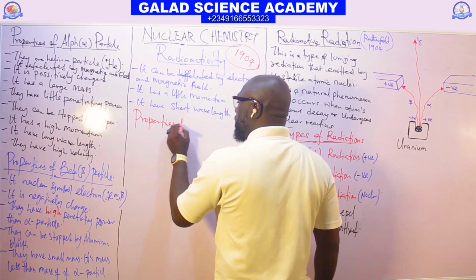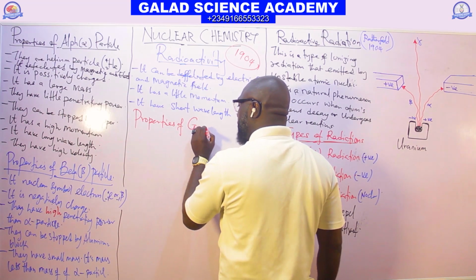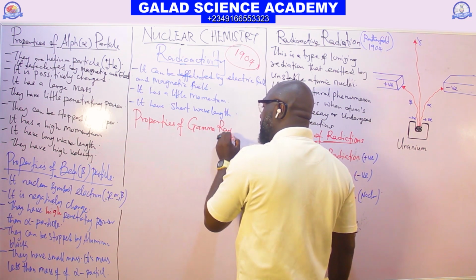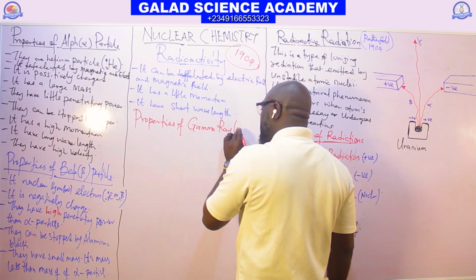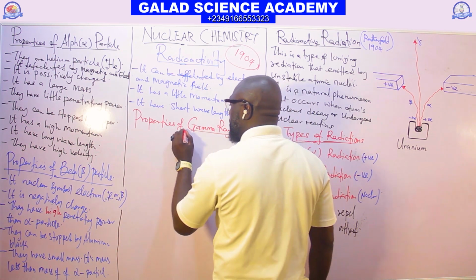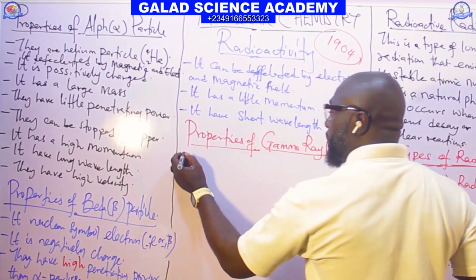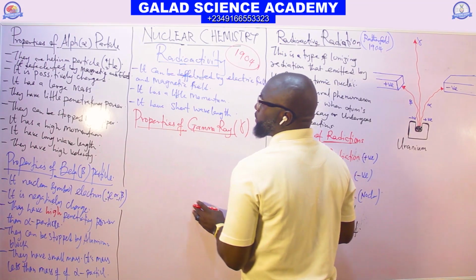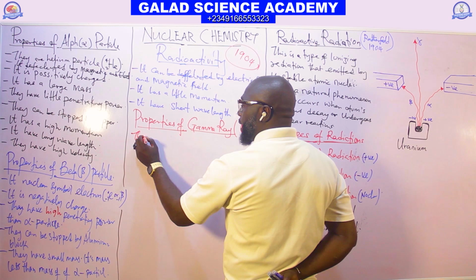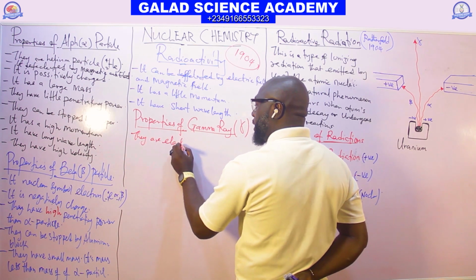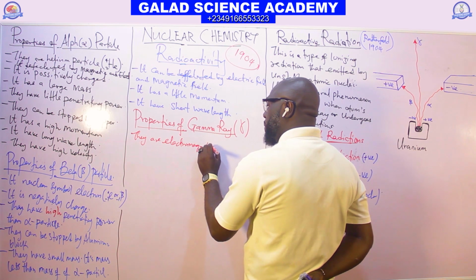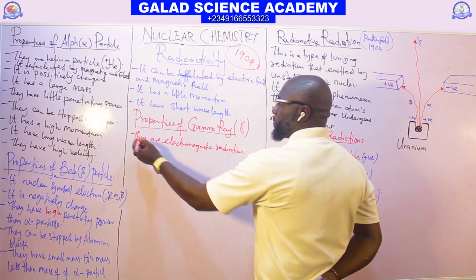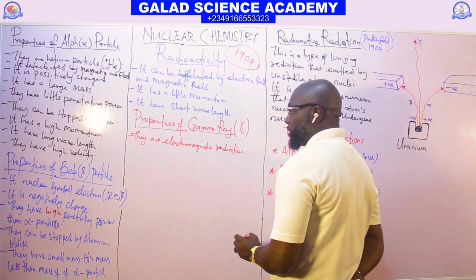Properties of gamma. Sorry. Gamma. This gamma is not a particle, it is a ray. The symbol for gamma is this. Its first property is, gamma rays are electromagnetic radiation.